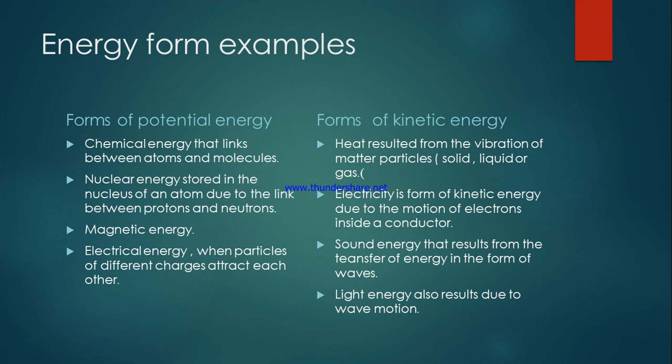If you just know the mass and the velocity, you will simply calculate the kinetic energy of the electrons. Sound energy results from the transfer of energy in the form of waves. Without the waves, we will not be able to hear the sound. The light energy itself also is being transmitted by a wave motion. So the word motion concludes the kinetic, the word stored concludes the potential.